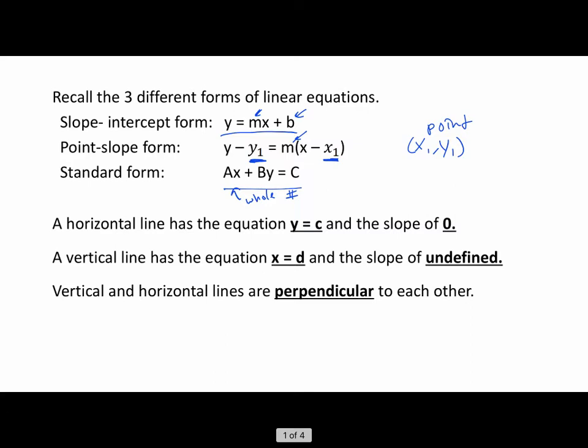So a horizontal line has a specific type of equation. Horizontal lines, there are no x variables in the equation, so y equals a number. And the slope of a horizontal line is 0, always. A vertical line has a specific type of equation. There's no y in the equation, so x equals a number. And the slope of a vertical line is always undefined. And here's something interesting, and that's vertical and horizontal lines are perpendicular to each other.